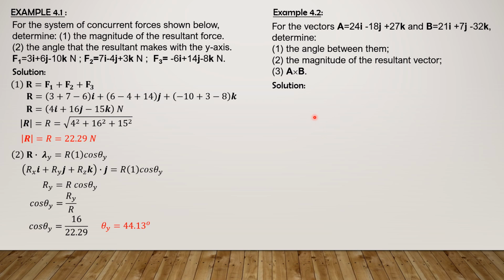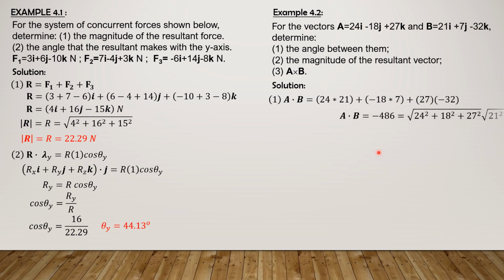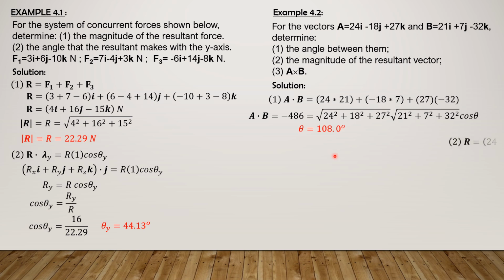So solution for the angle between them is simply apply the dot product. So remember that A dot B is simply the sum of product of corresponding components, and that's it. So A dot B is equal to negative 486. So the expansion is magnitude of A. This is the magnitude of A, square root of 24 squared plus 18 squared plus 27 squared. The second one is magnitude of B, then the cosine of the angle between them. So cosine of theta is negative, therefore it is more than 90 degrees. So theta is 108 degrees.